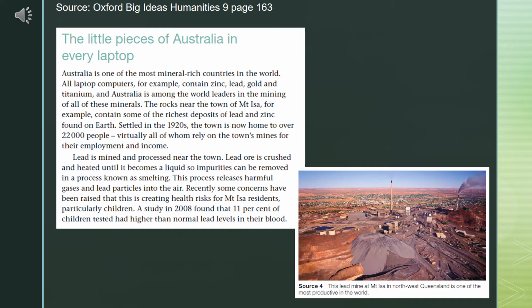Lead is mined and processed near the town. Lead ore is crushed and heated until it becomes a liquid, so impurities can be removed in a process known as smelting. This process releases harmful gases and lead particles into the air. Recently, some concerns have been raised that this is creating health risks for Mount Isa residents, particularly the children. A study in 2008 found that 11% of children tested had higher than normal lead levels in their blood.